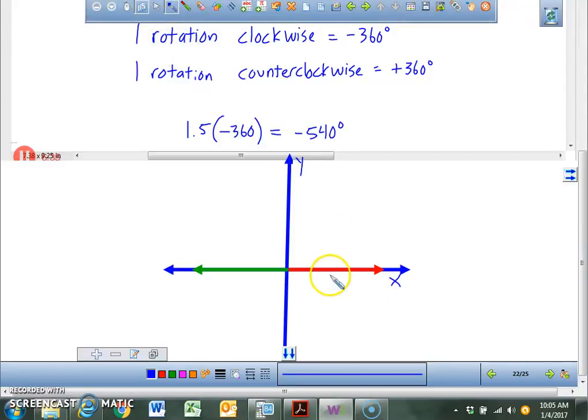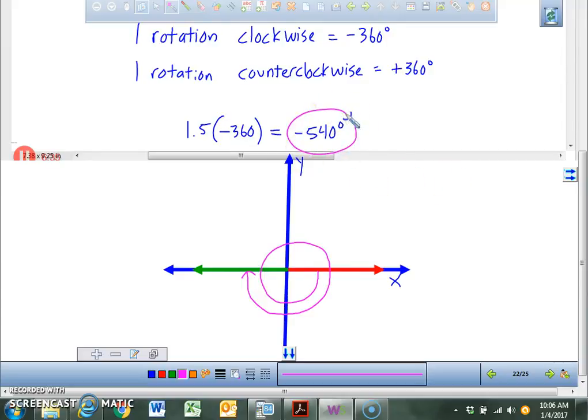So what does that mean? That means I started here. I'm going to follow the drawing here. You start here and you go all the way around, right? And that's negative 360 degrees. And we keep going another half. So we keep spinning it 1.5 times. And that's why the answer is negative 540.